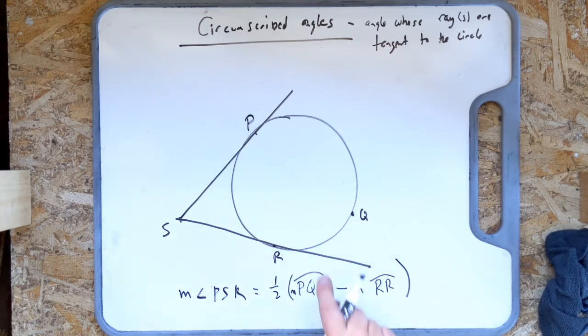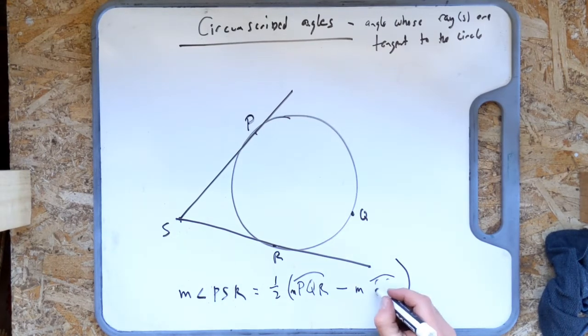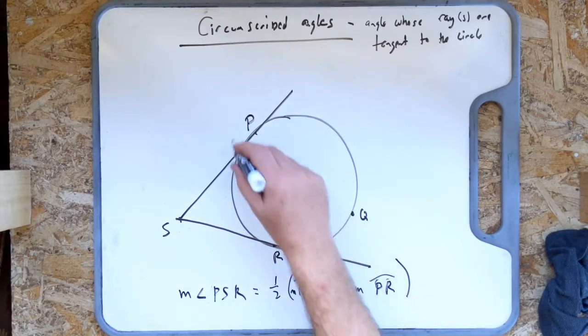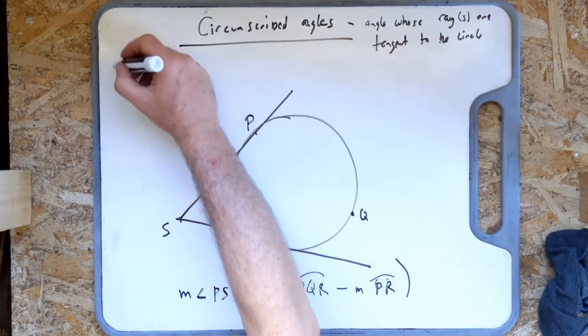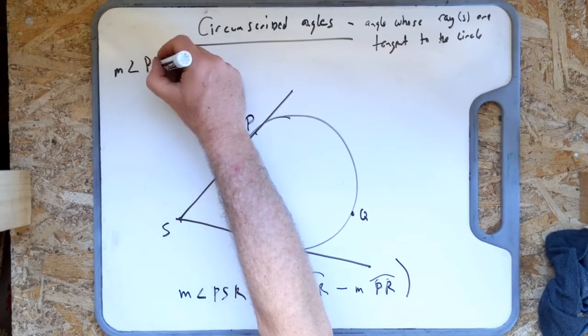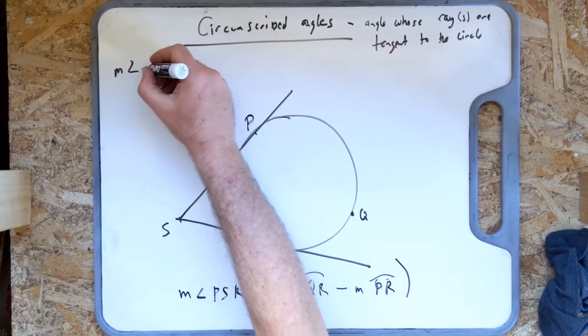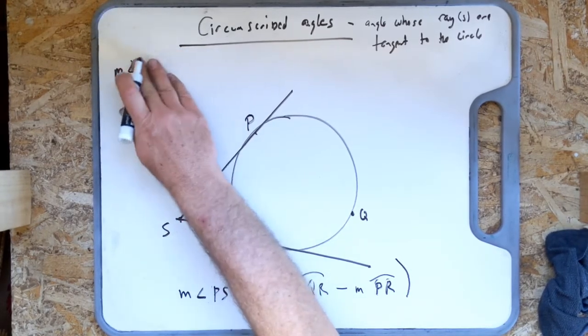Remember that if you have 3 letters, you're talking about the major arc, which is bigger than 180. If you have 2 letters, like PR, it's the smaller arc. So this is the bigger arc minus the smaller arc. Let me write that up here, because we're going to do some problems with it. I'll write it with just names.